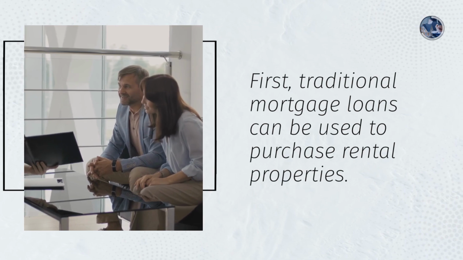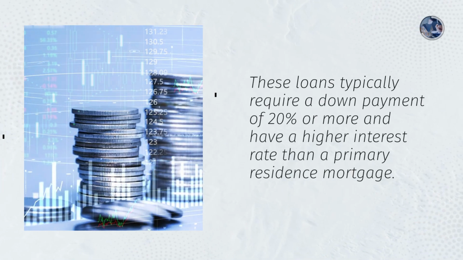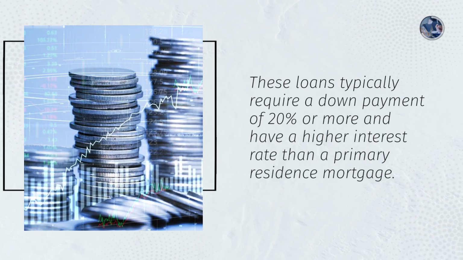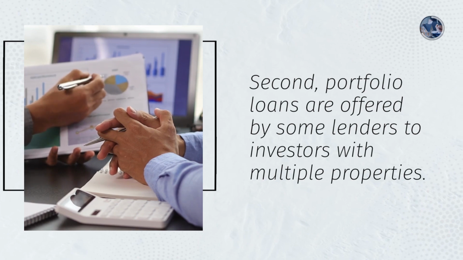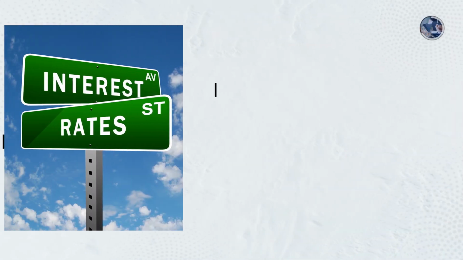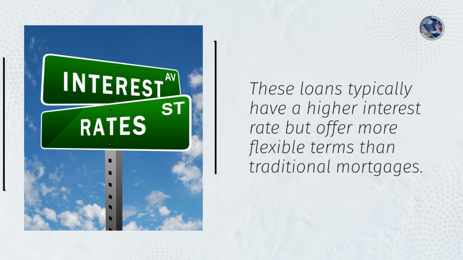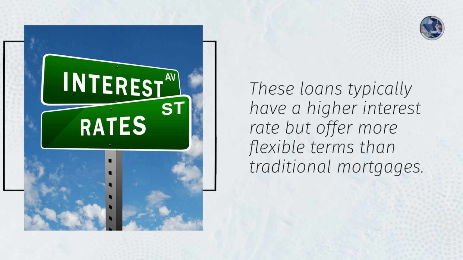First, traditional mortgage loans can be used to purchase rental properties. These loans typically require a down payment of 20% or more and have a higher interest rate than a primary residence mortgage. Second, portfolio loans are offered by some lenders to investors with multiple properties. These loans typically have a higher interest rate but offer more flexible terms than traditional mortgages.